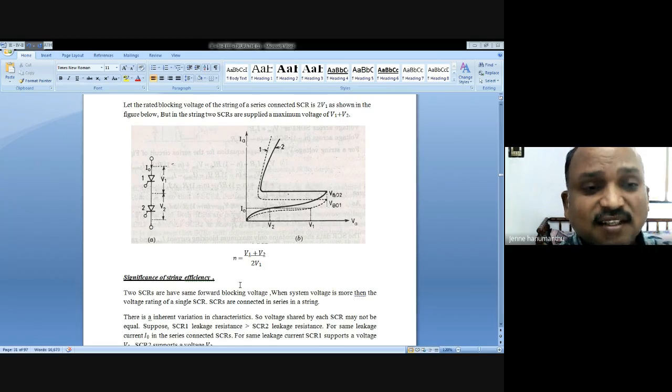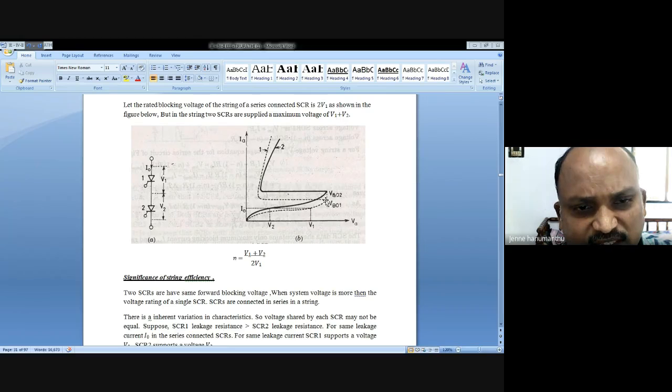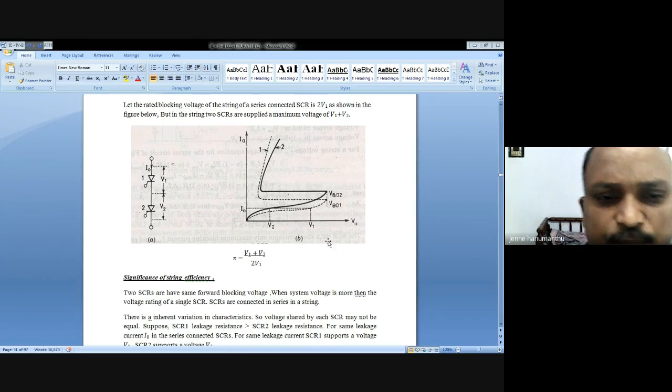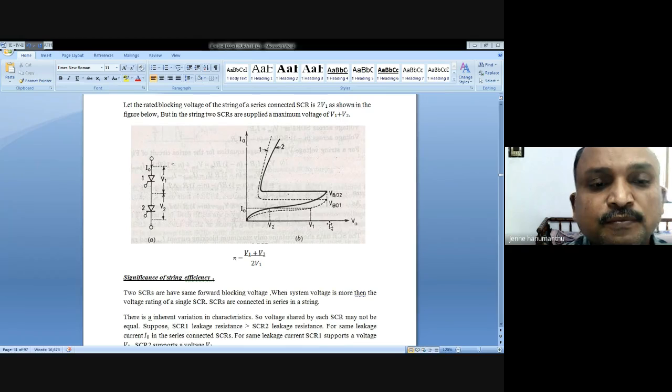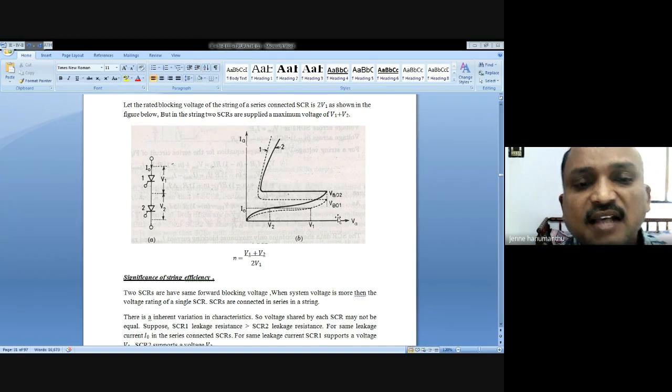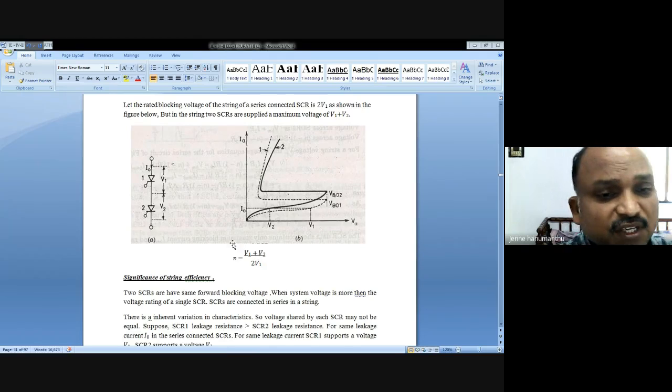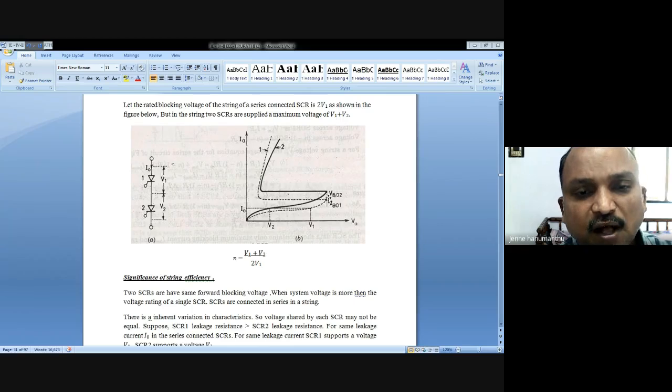Right. If you operate thyristor 1, its characteristic starts from here, goes like this, and it is going to give a forward breakover voltage VB01, and thyristor 2 is going to give another forward breakover voltage VB02.